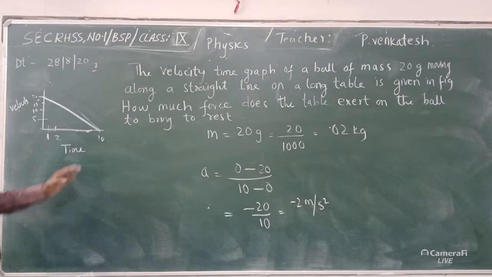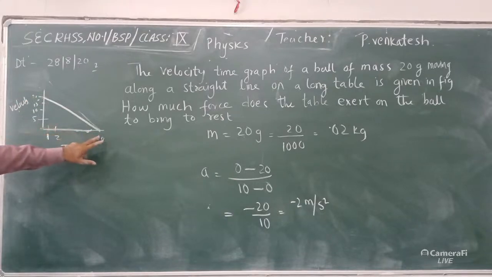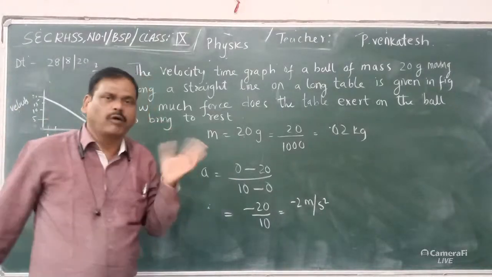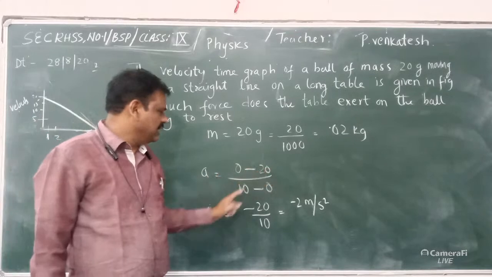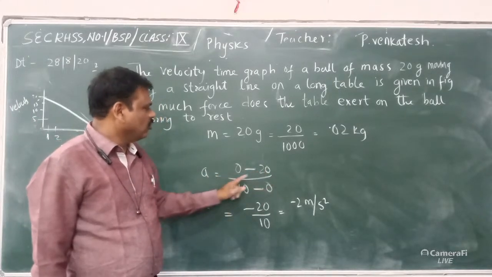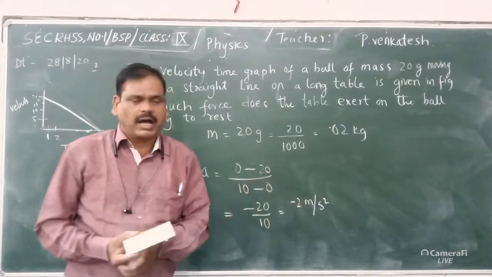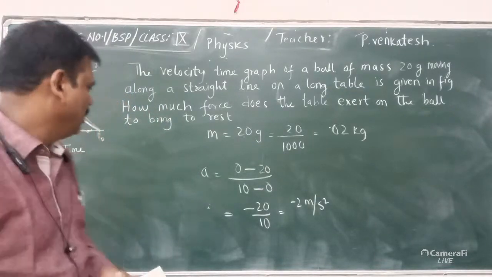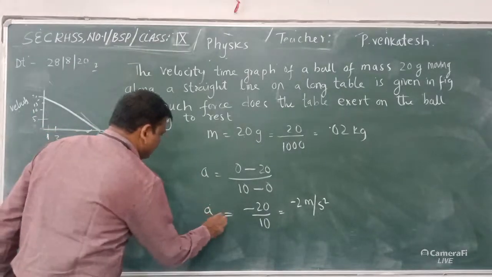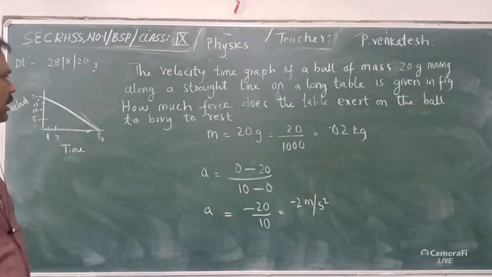Whenever you have to find the acceleration in the velocity time graph, what we'll do is initial minus final velocity upon t2 minus t1. What is the total time here? See here, maximum is 10, 10 minus 0. Okay, this is the way to find it. Or 0 minus 20 upon 10 minus 0, or this equals minus 20 upon 10 equals minus 2 meter per second square. You can say acceleration equals minus 2 meter per second.